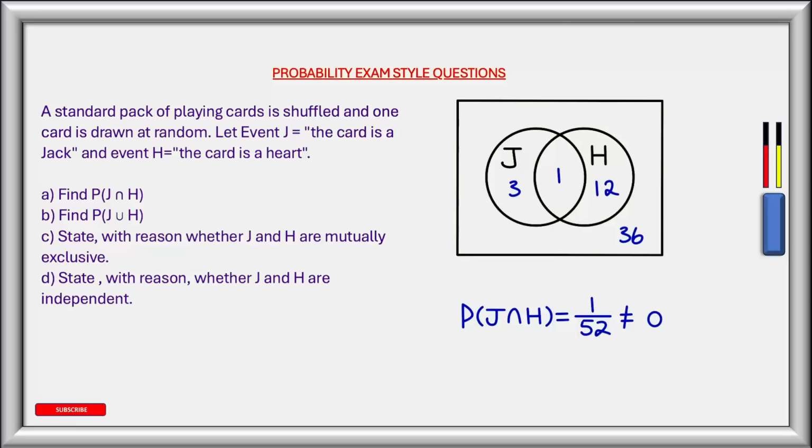Now part C of the question asks us to state with reason whether J and H are mutually exclusive. For them to be mutually exclusive, it means that they cannot happen at the same time. So if they were mutually exclusive, the probability of the intersection between J and H would equal 0. We've calculated the probability of the intersection between J and H, and we found that it was 1 divided by 52. This is not equal to 0, and therefore the events J and H are not mutually exclusive.